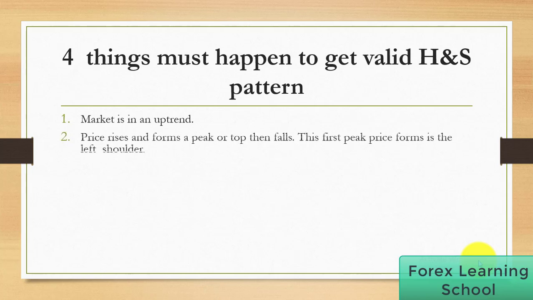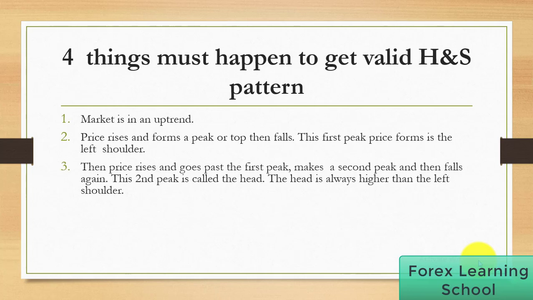2. Price rises and forms a peak or top, then falls. This first peak price forms is the left shoulder. 3. Then price rises and goes past the first peak, makes a second peak and then falls again. This second peak is called the head. The head is always higher than the left shoulder.